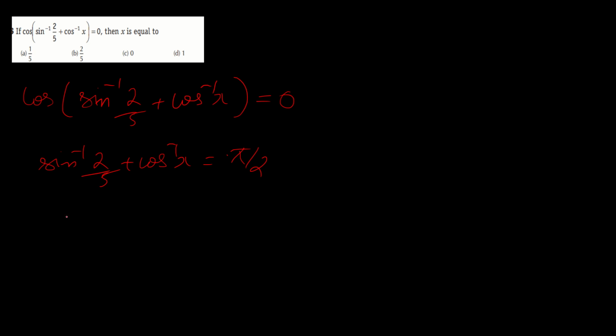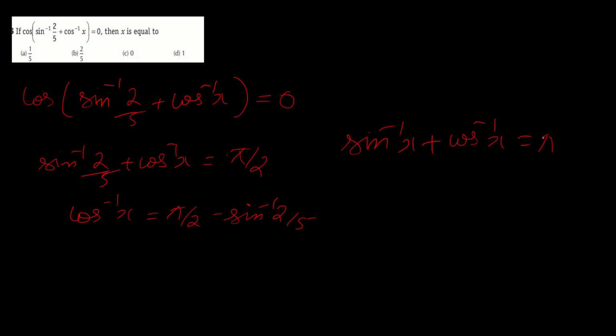So, and also we can write like this. We need to find the value of x. So let's put cos inverse x in the LHS and put the sine inverse 2 by 5 in the RHS. Pi by 2 minus sine inverse 2 by 5. We can convert this RHS into terms of cos inverse x. How? With the help of this identity: sine inverse x plus cos inverse x equal to pi by 2, right? With the help of that.